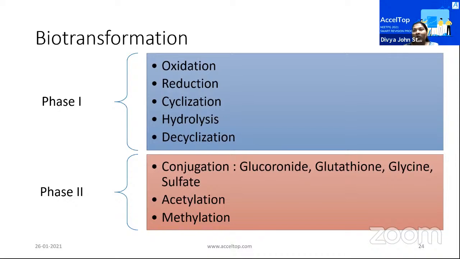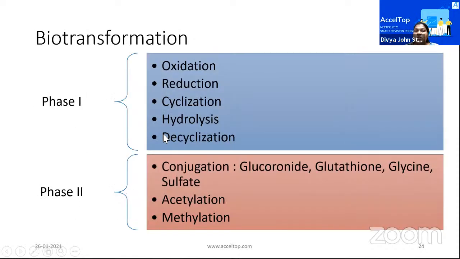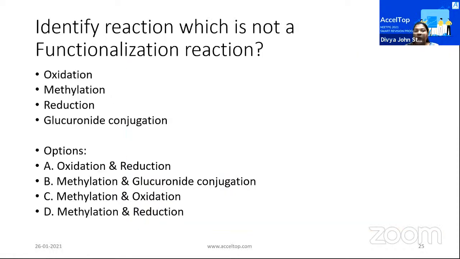Based on this, what questions can be asked, as per the new format of questioning, can be asked as: identify the reaction which is not a functionalization reaction or a phase 1 reaction. Options could be oxidation, methylation, reduction, glucuronide conjugation. Because you're already introduced to the topic, now you will know that methylation and glucuronide conjugation are phase 2 reaction.